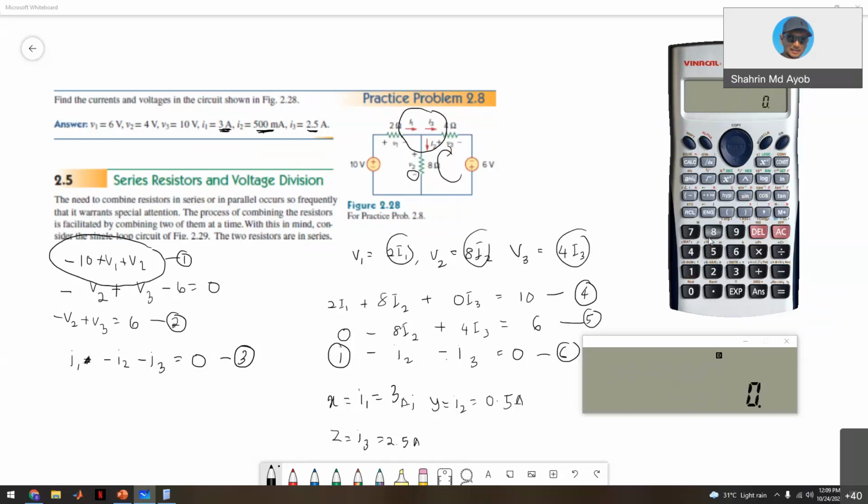Okay, so from that you got the currents I1, I2, I3. So from here you can calculate your voltages directly. Your V1 is 2 multiplied by I1, so you have 6 volts. V2 is 8 multiplied by 0.5, so you should get 4 volts. And your V3 is 4 multiplied by I3, which is 2.5, so this one should get 10 volts.